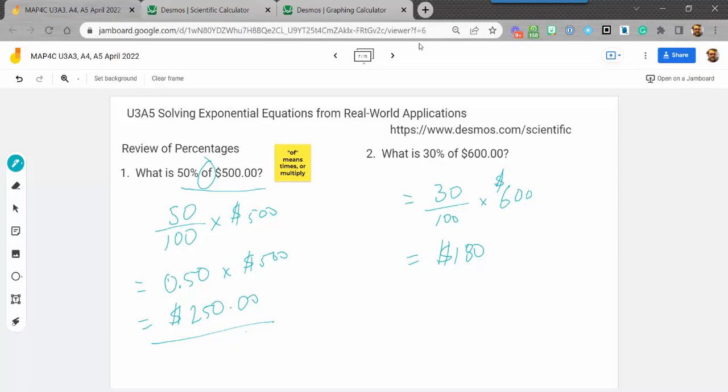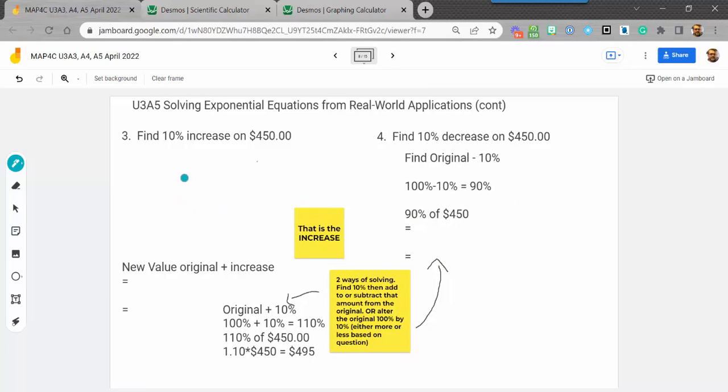Now we're going to look at percentage increase and percentage decrease. If I want a 10% increase on 450, I can do this two ways. The first way is the kind of long way: I want 10% of 450, and that will be the increase. 10% of 450 would equal 10 out of 100 times 450. I won't show the calculator on this one. Equals $45.